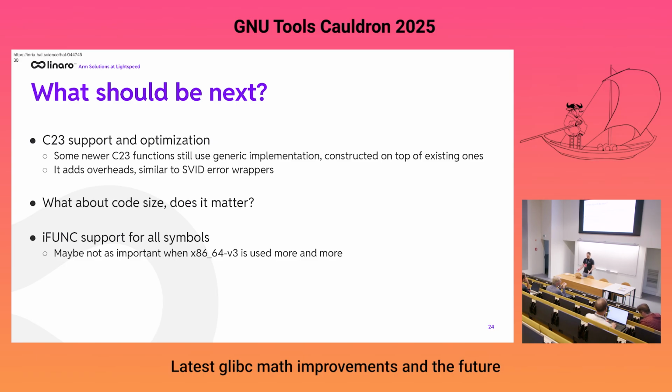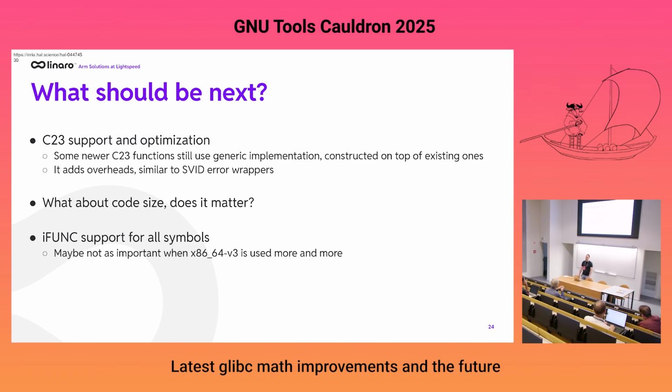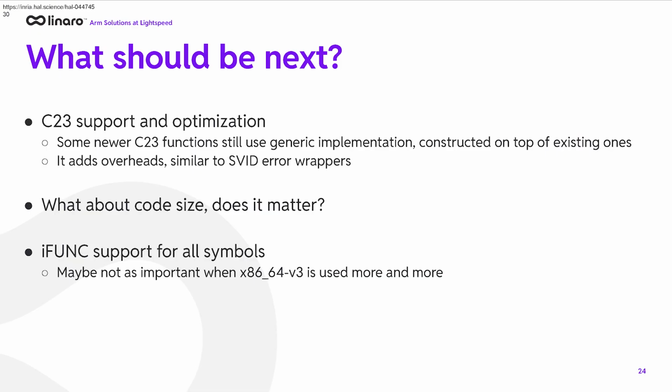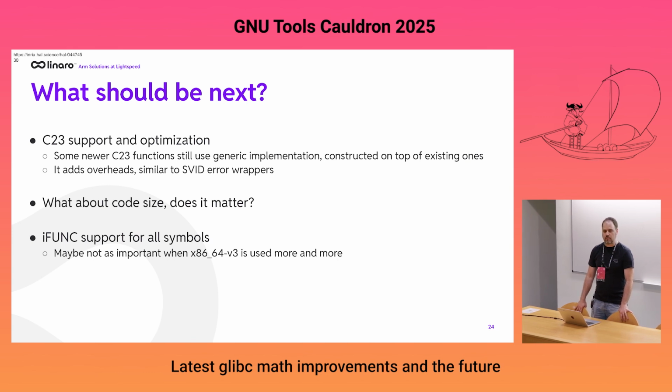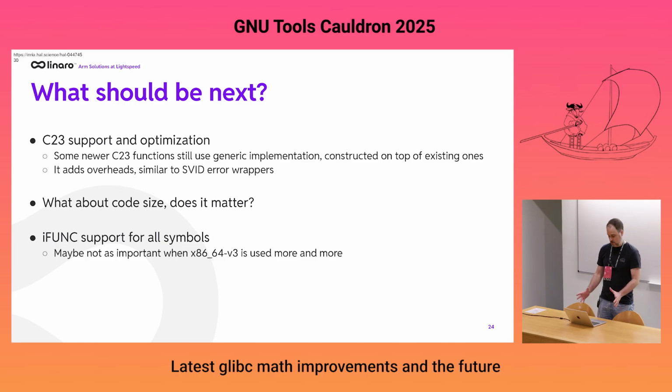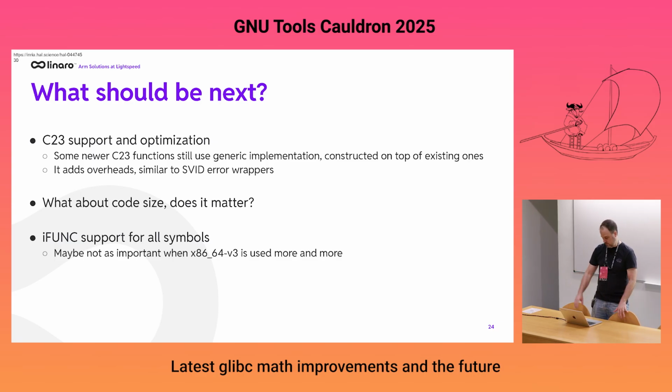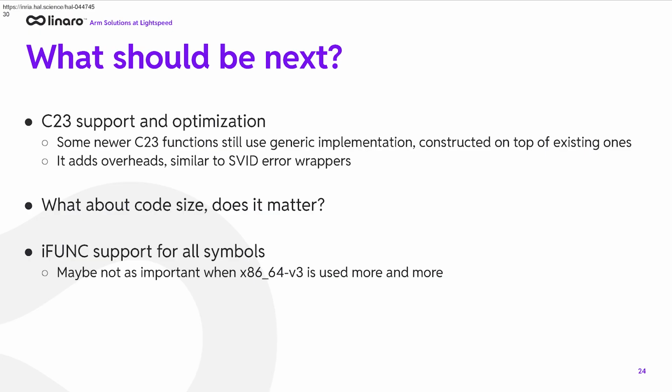Another thing is, should we add more ifunc support in glibc? It's really important on x86 now, but even for x86, they are moving to build everything with x86-64-v3 as default. So should we remove ifunc? Should we keep ifunc? I don't know. I expect that RISC-V will probably start doing this as well. The main problem with ifunc is that it requires a lot of internal plumbing, and it can be really tedious sometimes. A lot of work, a lot of files to keep track of, but it's an option.